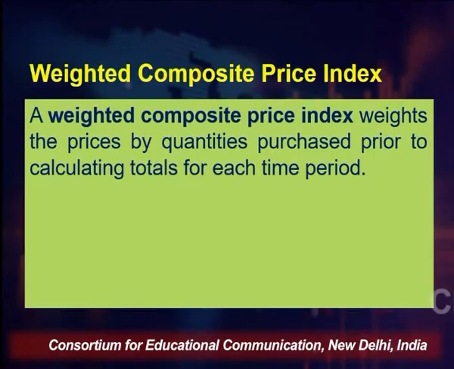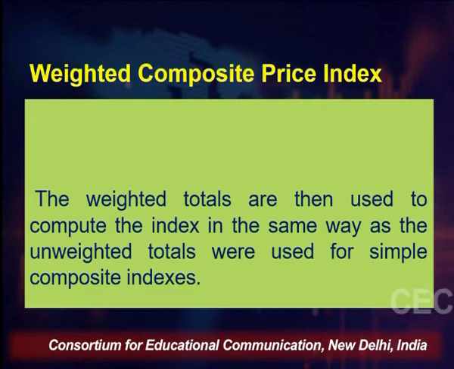There is another term called weighted composite price index. A weighted composite price index basically weights the price by quantities purchased prior to calculating totals for each time period. So what we are doing is weighing the prices by quantities purchased prior to doing this calculation, and the weighted totals are used. Just like from simple to composite we were making use of composite totals, here we are going to use weighted composite values, weighted totals, to compute the index in the same manner as we have been doing for unweighted totals for simple composite indexes.